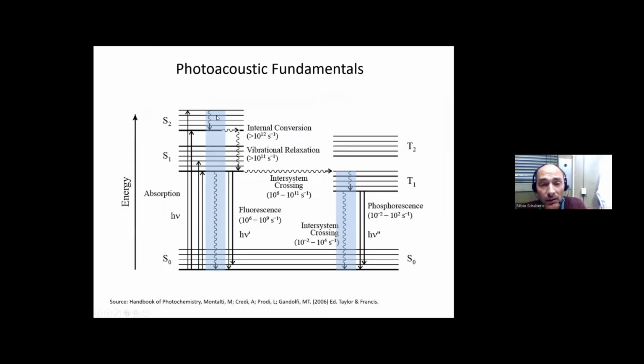excited states are deactivated by several mechanisms. One of them is by heat, by deposition of heat, and in the singlet or in the triplet states. This deposition of heat is the best case scenario for photoacoustics, because after heat is being deposited, a pressure wave will be formed.